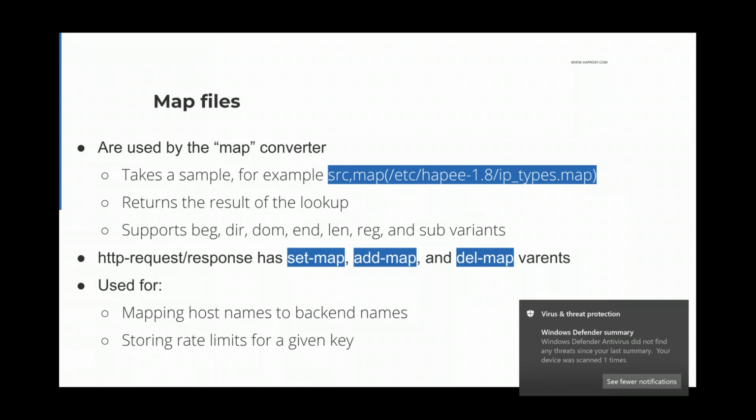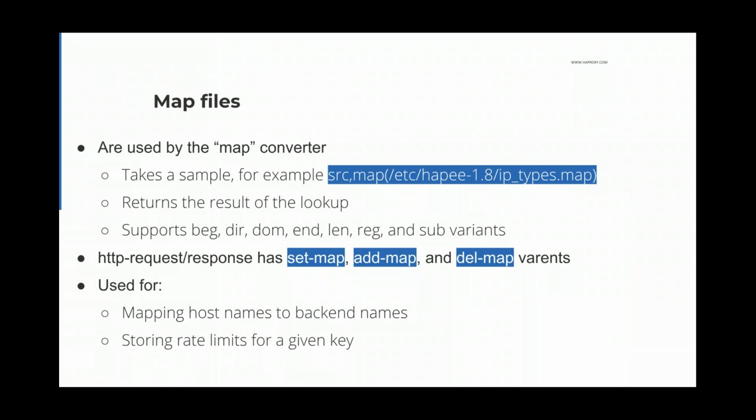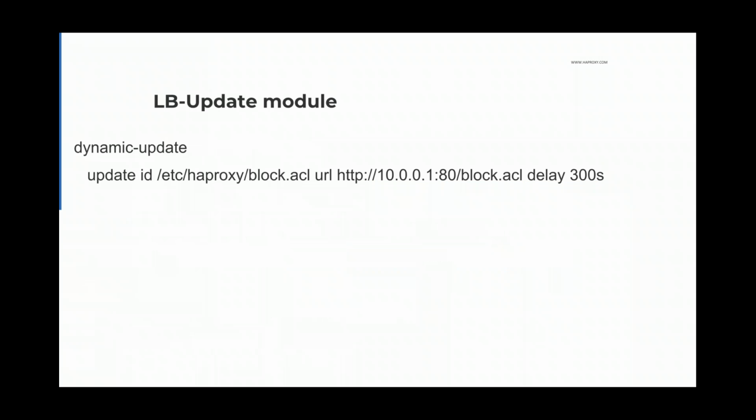This is used for all sorts of fun things like mapping host names to backend names or storing rate limits for a given key. You'll see examples of this in some of our blog posts, or if you're running into any condition where you have a lot of things you need to look up and convert from one string to another, that's where it's used. This is a quick example of how you would use the LB update module to update the block ACL file that we used before from a given URL.